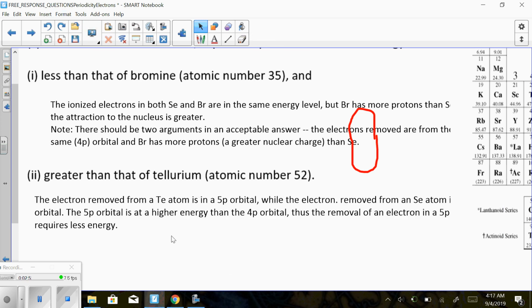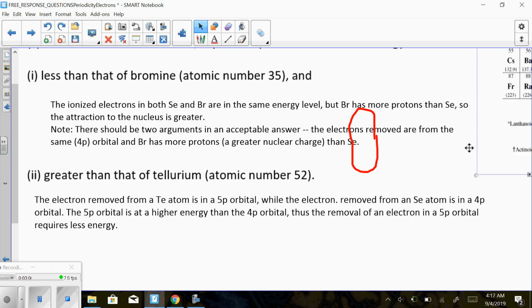Let's look at a good explanation for that. The electron removed from tellurium is in a 5p orbital, while the electron removed from selenium is in a 4p orbital. The 5p is at a higher energy level, and the removal requires less energy. You should probably talk about the fact that even though tellurium has more protons, the fact that that electron is in a higher energy level makes it easier to remove. Always address both charge and distance from the nucleus.